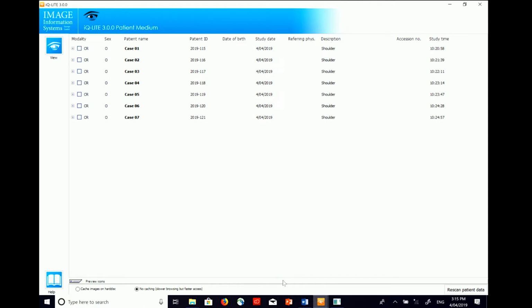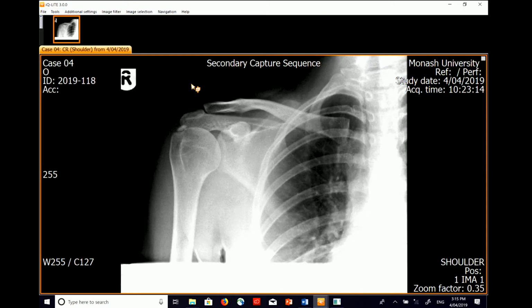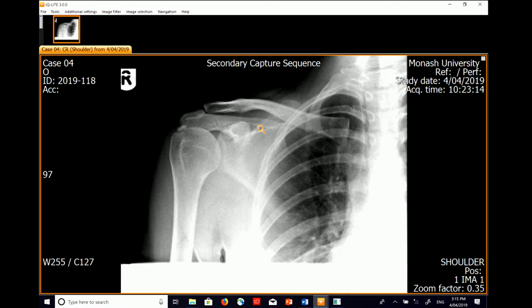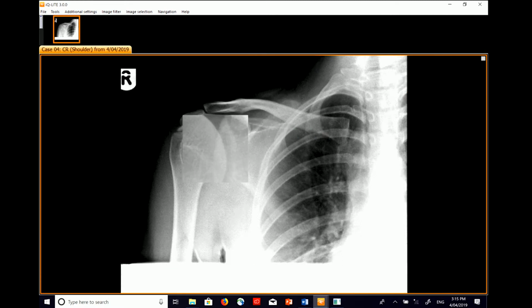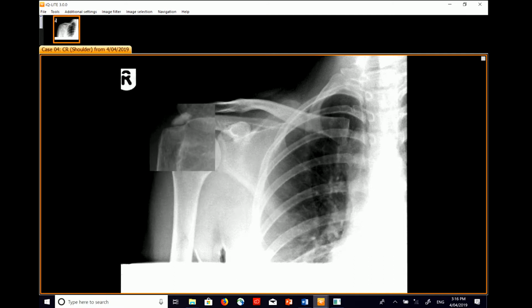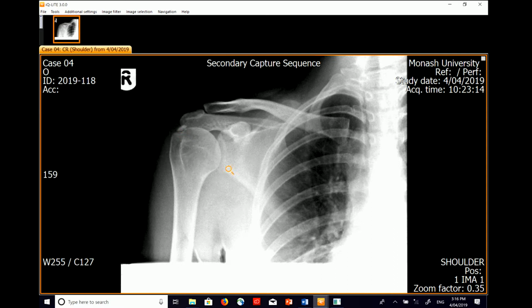So moving on to case 4. This patient has got chronic right shoulder pain, and there's no injury, it just says exclude pathology. If we look overall at the shoulder, we can see that the alignment and the joints are fine, there's no fractures there. However, we can see that there is a calcification, and that calcification sits within the supraspinatus tendon.